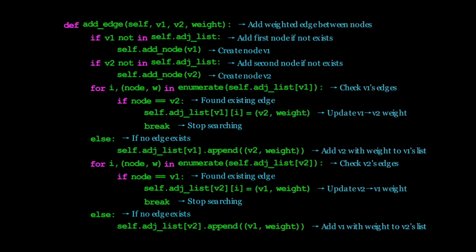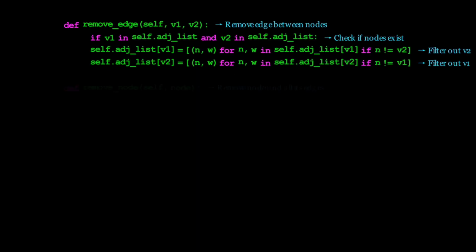We use enumerate to track the positions in the neighbor list. The else clause after the for loop handles the new edge creation, and we maintain the symmetry by updating both directions. Further, moving on to the removal operations.